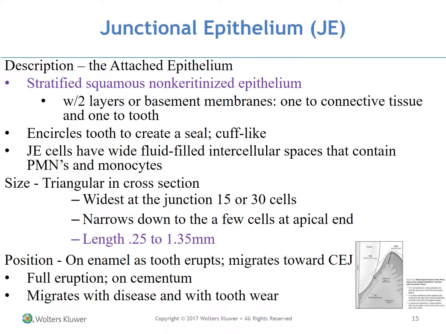The junctional epithelium cells have wide fluid-filled intercellular spaces that contain PMNs and monocytes. They should be in health triangular, widest at the junction, which is going to be 15 to 30 cells, and then it narrows down to just a few cells at the apical end. So it's going to be thickest at the base of the pocket, and then it's going to taper down inside the body. And the total length is going to be 0.25 to 1.35 millimeters.